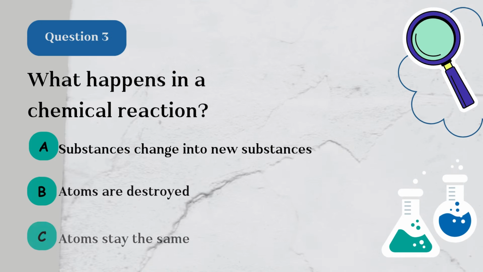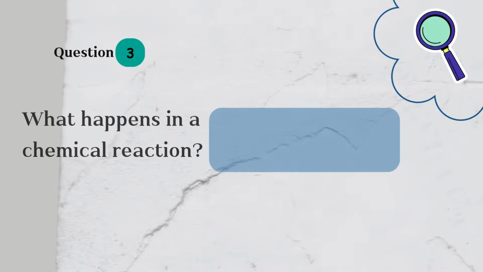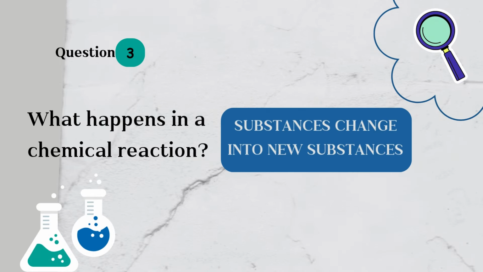Question 3. What happens in a chemical reaction? A. Substances change into new substances. B. Atoms are destroyed. C. Atoms stay the same. Correct answer, A. Substances change into new substances.